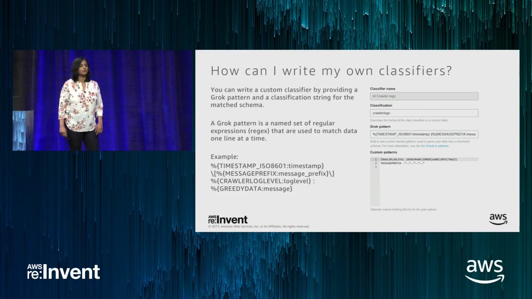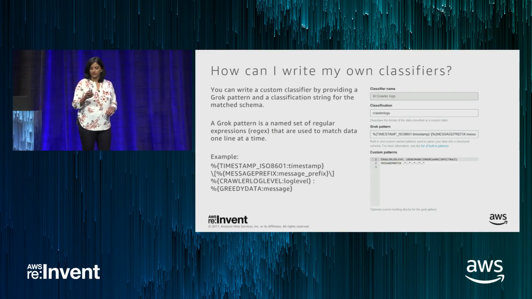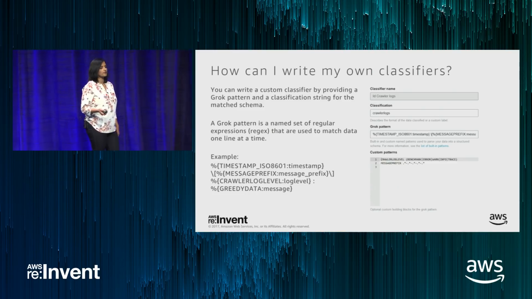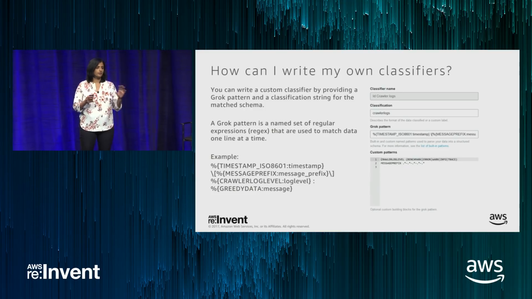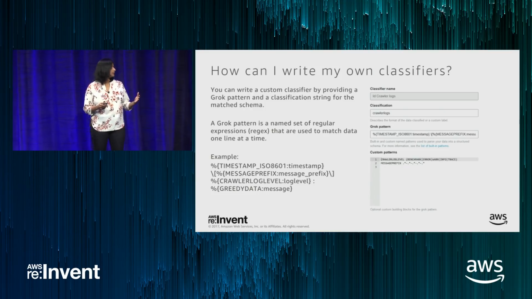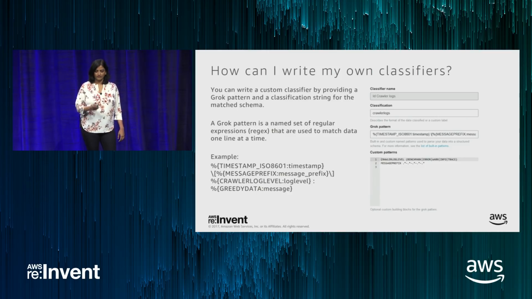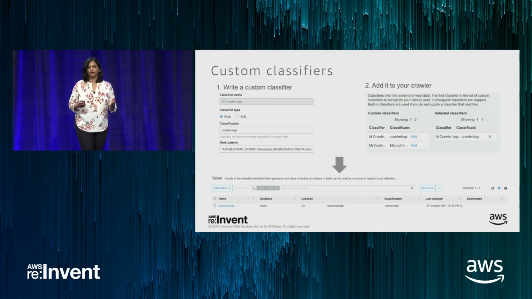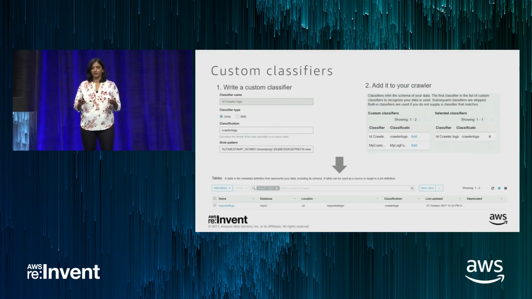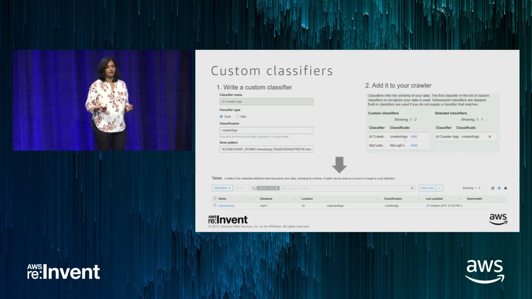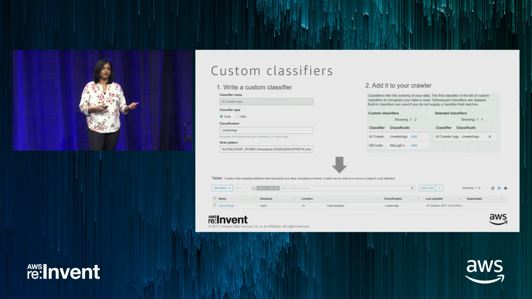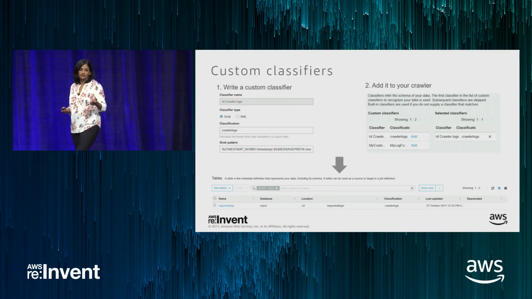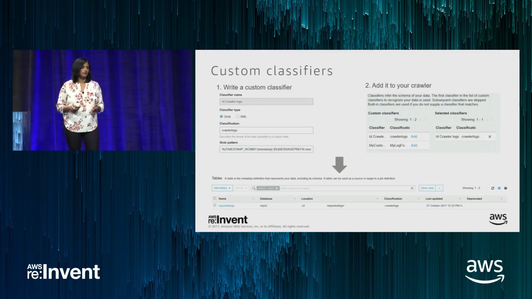Grok expressions help you identify 200+ Apache log formats. So you can define a Grok expression for a specific set of logs that you generate and that you want to identify with a specific classification. Once you have your custom classifier written, you associate it with the crawler that you want it to be applied with. The next time the crawler runs, it would apply it to the data that you have stored in the repository that the crawler is scanning, and you'd get a table in your data catalog with the custom classification that you have specified.